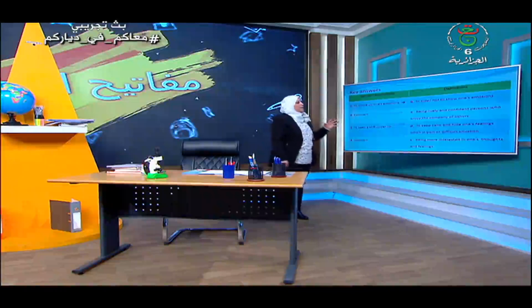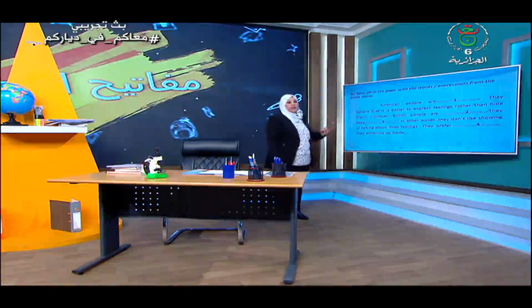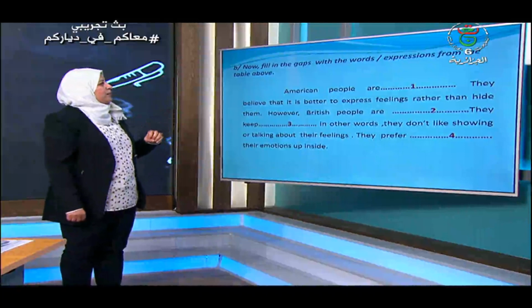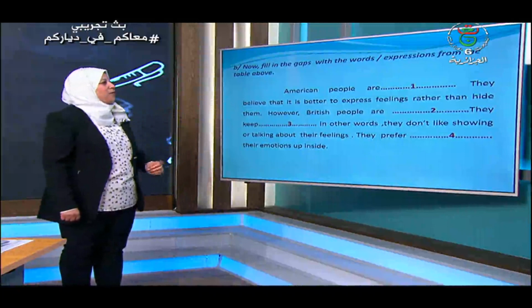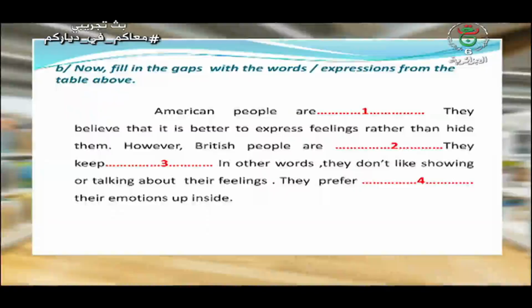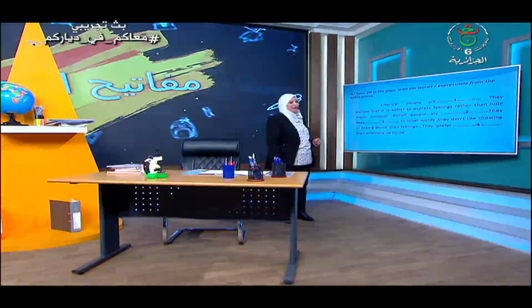Now, to understand better these words and expressions, let's use them to fill in the gaps in the following paragraph. Let's read together the paragraph. American people are, gap, they believe that it is better to express feelings rather than hide them. British people are, gap, they keep, gap. In other words, they do not like showing or talking about their feelings. They prefer, gap, their emotions up inside.